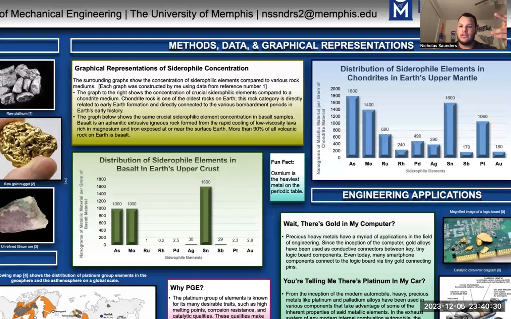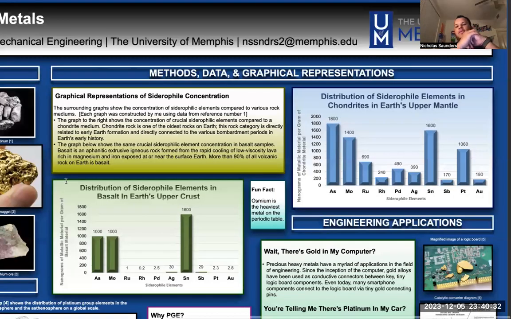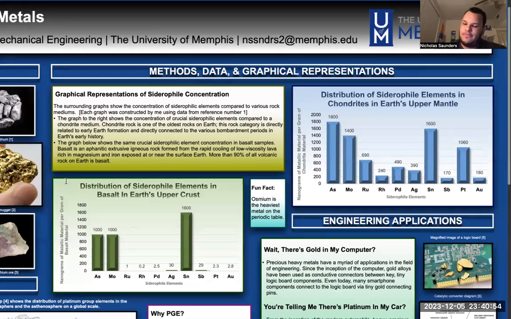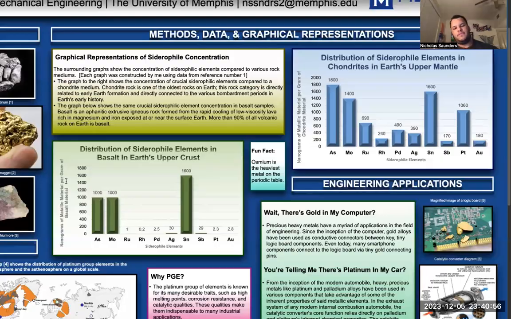And inversely, we can look at the graph to the right and we can see the distribution of siderophile elements in chondrites, which are one of the oldest rocks on Earth, directly related to Earth's early formation. So from this, we can figure out characteristics regarding Earth's early formation, and from those conclusions, we can make theories about how Earth formed and what Earth may have been like a gajillion years ago.